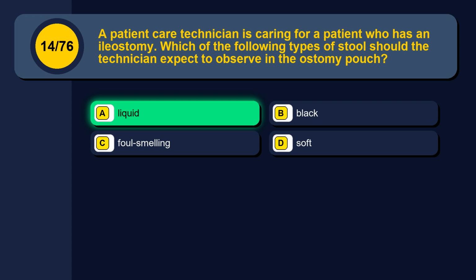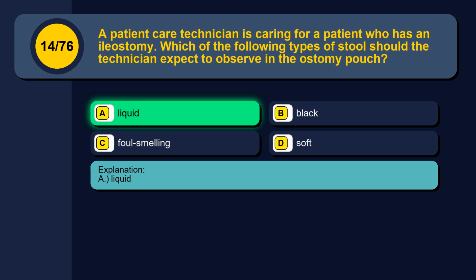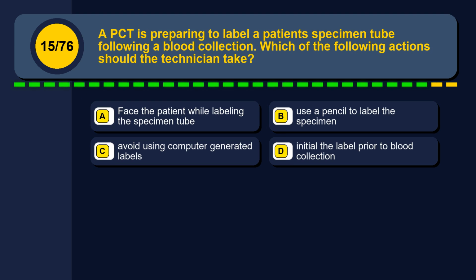The correct answer is option A, liquid. Question 15. A PCT is preparing to label a patient's specimen tube following a blood collection. Which of the following actions should the technician take? Option A, face the patient while labeling the specimen tube. Option B, use a pencil to label the specimen. Option C, avoid using computer-generated labels. Option D, initial the label prior to blood collection.